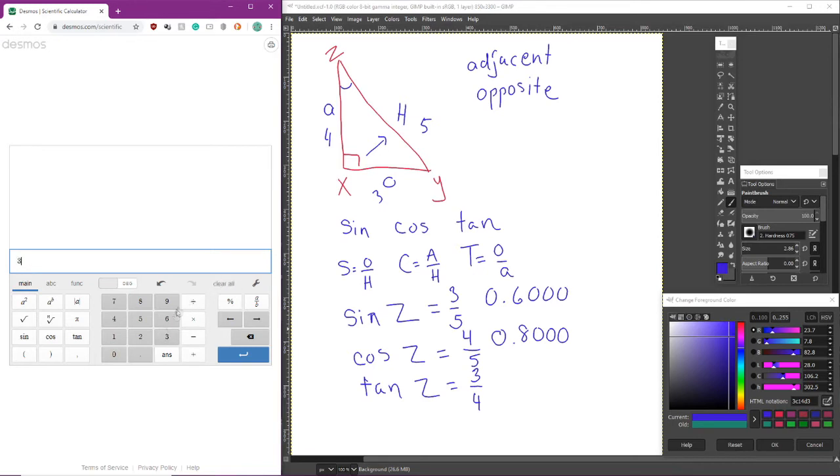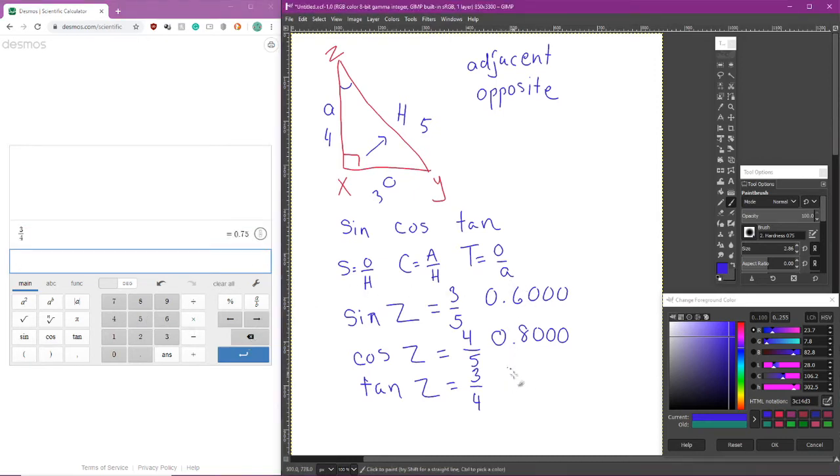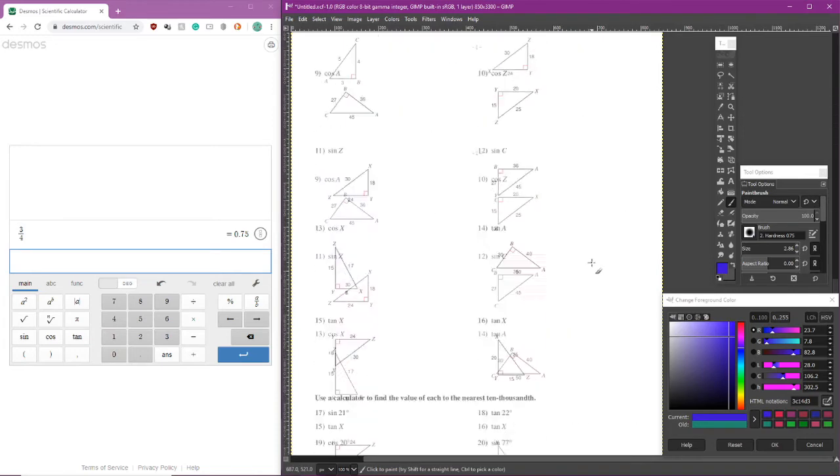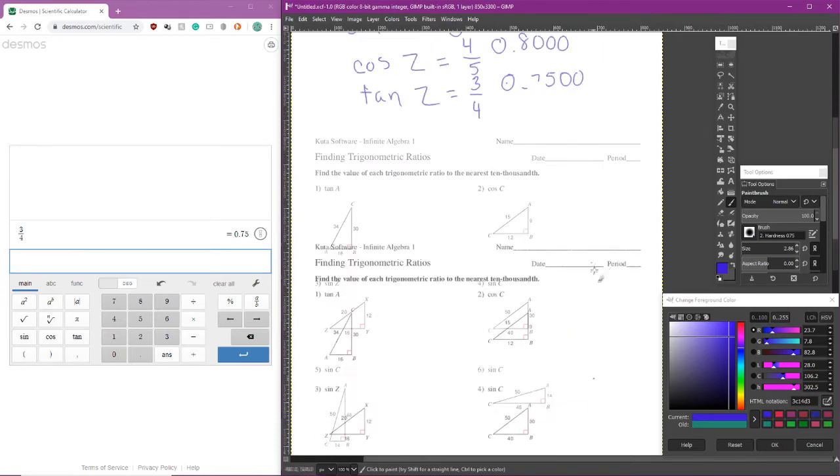3 divided by 4, and that equals 0.75. And you need 4 digits after that decimal point, so a couple more zeros. All right. So that's a quick little explanation. Let's get into our assignment and we'll see how that goes and how we can apply it.